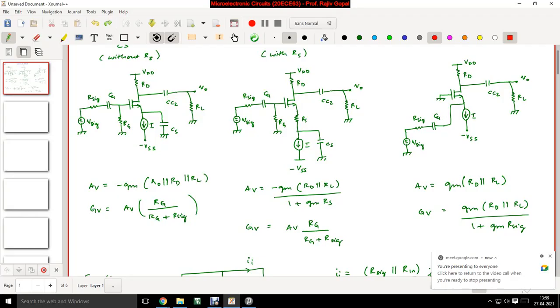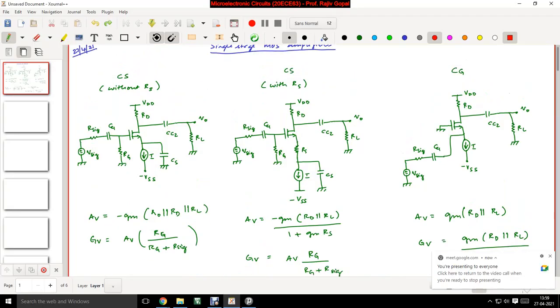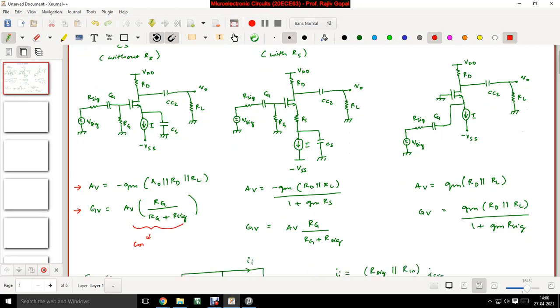Okay, the first figure is the common source amplifier without RS. In that case, this was your gain: minus gm (ro parallel RD parallel RL), and the overall gain is that Av times RG by RG plus R signal. Now this term is common to both with and without RS.